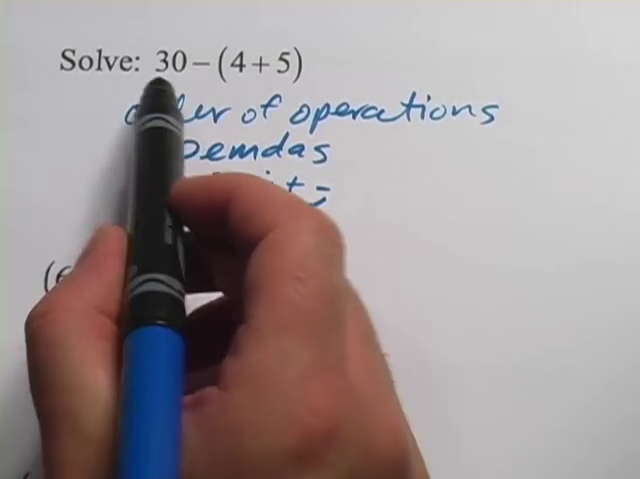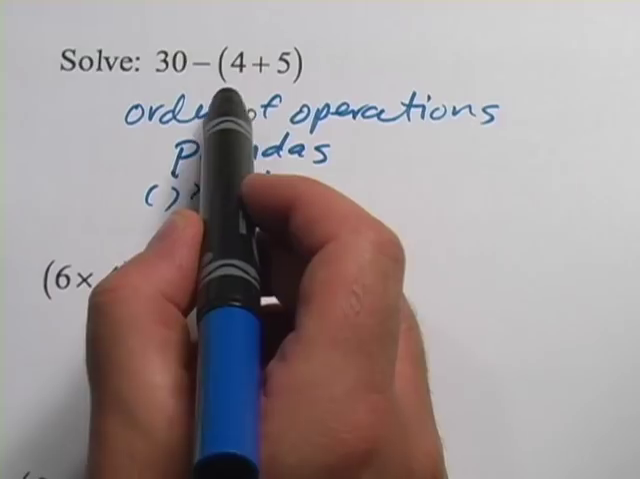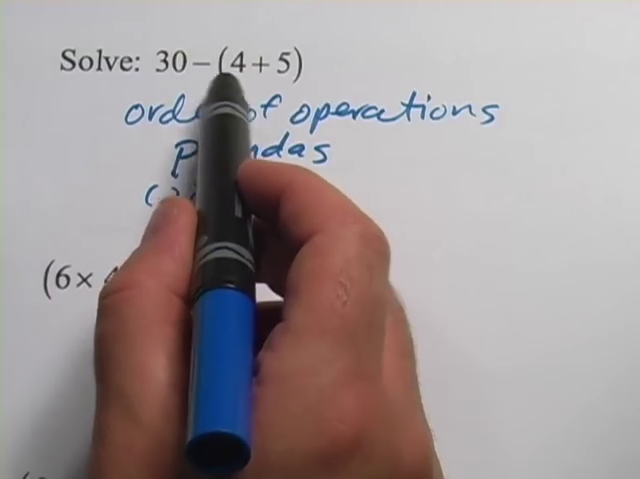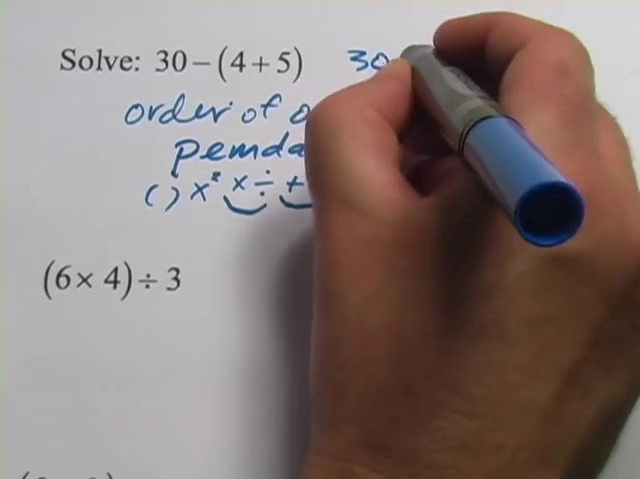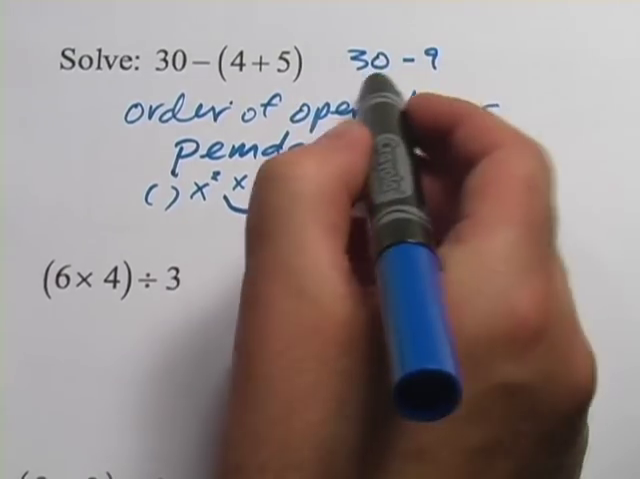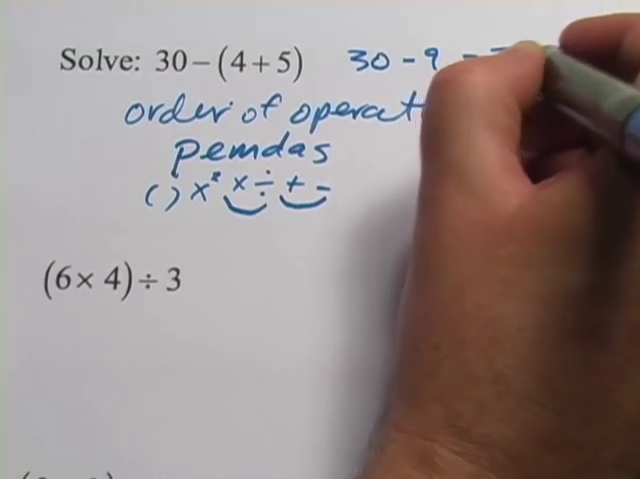In this first one, we have 30 minus, and then parentheses, 4 plus 5. What those parentheses are telling us to do is to do what's inside the parentheses first. So this would be 30 minus 9. Now we can do the subtraction, and that is going to be 21.